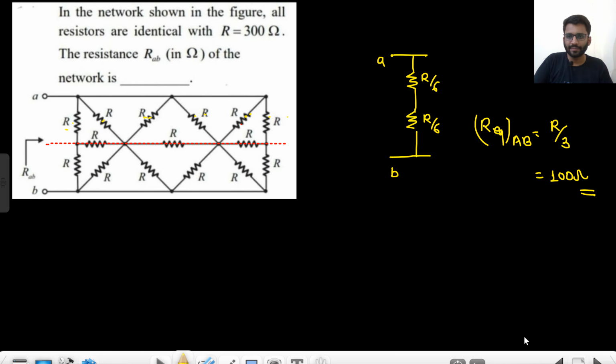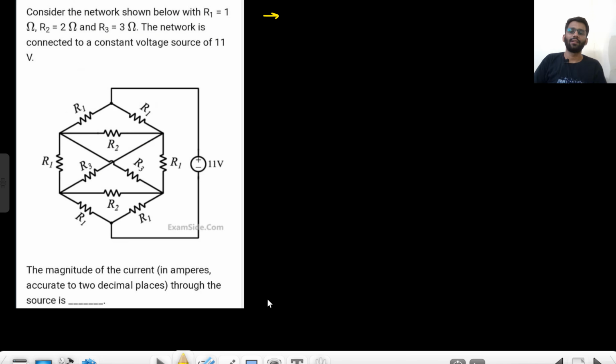Okay. You can solve it with the concept of equipotential as well, but it will take time. But you should solve it. For your practice, you should solve it with the concept of equipotential. The concept of symmetry we have solved. Now this one, how will you solve? The concept of symmetry or the concept of equipotential?